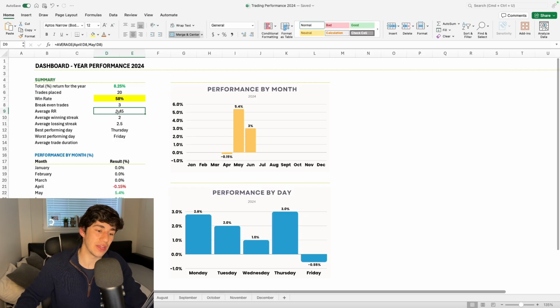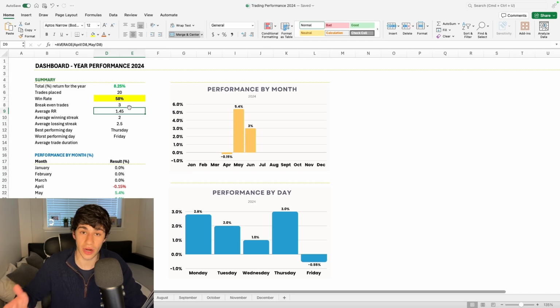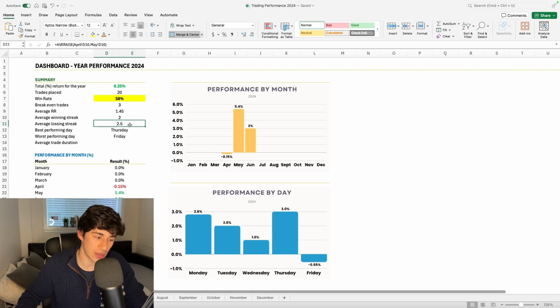The fact that here it's 1.45 is because the average RR of April, which was very low, is damaging this data. I expect that next month this average RR is going to increase because I will target my trades way better, and I will try to make my exit points way more accurate based on my strategy, which in my opinion is going to increase 100%. My average winning streak is 2. My average losing streak is 2.5.